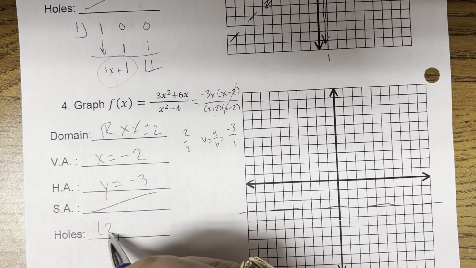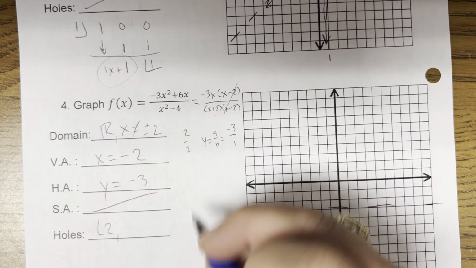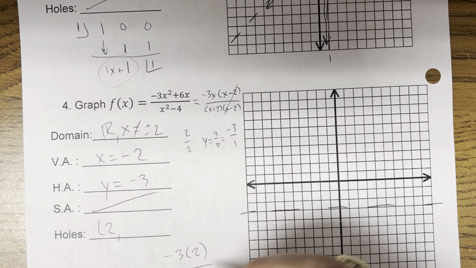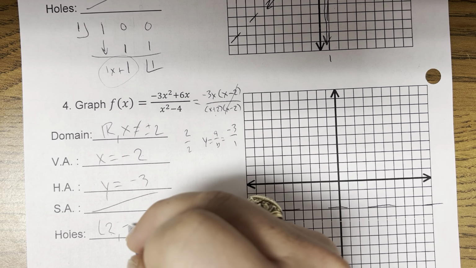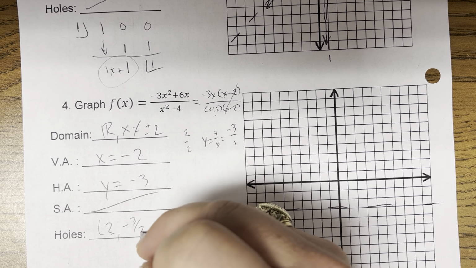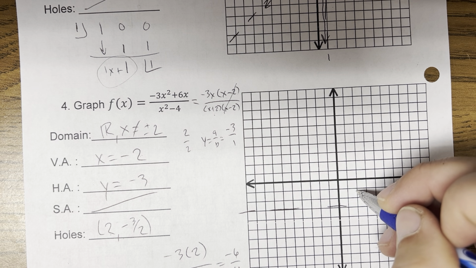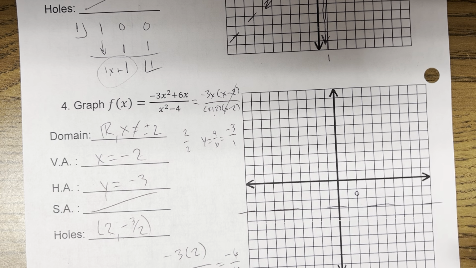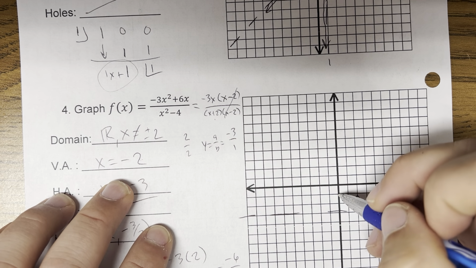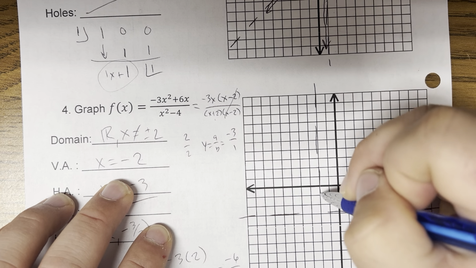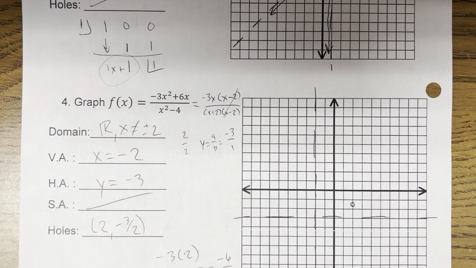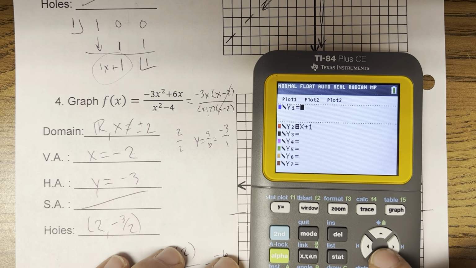And so now to find where the hole would be, I'm going to plug in 2 with what's left over. So -3 times 2 over 2 plus 2, which is -6 over 4, which would be -3 over 2. So there's going to be a hole at (2, -1 1/2) right there. So I'll put an open circle right there where the hole would be. Get an asymptote at x equals -2. And then we'll just go to our calculator to get the rest of the points.